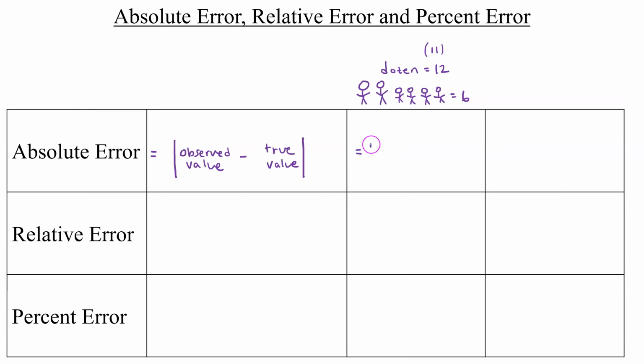Our observed value is 11. We opened the box and found 11 donuts. The true value, we were expecting to see 12 donuts. 11 minus 12 is negative 1. So our absolute error is 1.